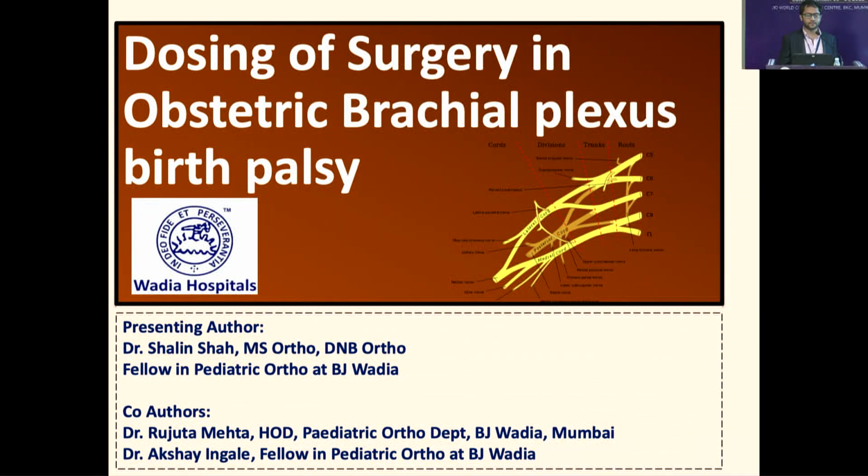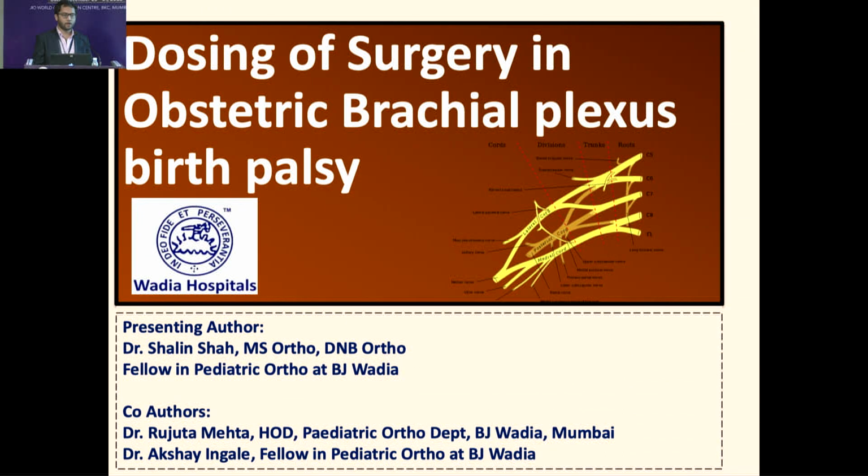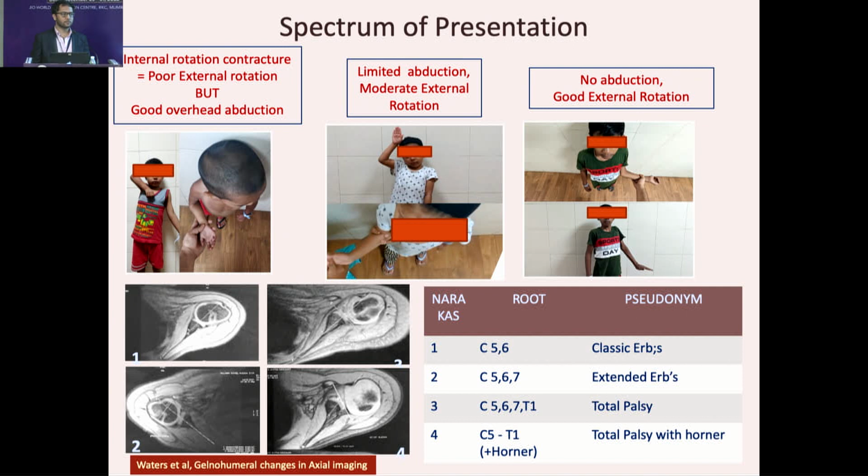Good evening, everyone. Today I'm going to talk about dosing of surgery for shoulder sequelae in obstetric brachial plexus palsy. The spectrum of clinical presentation of children who come to us with obstetric brachial plexus palsy is varied. They have varied limitation of abduction and external rotation clinically. They have varied radiological presentation of the glenohumeral joint deformity, right from a completely normal glenohumeral joint to a completely dislocated one.